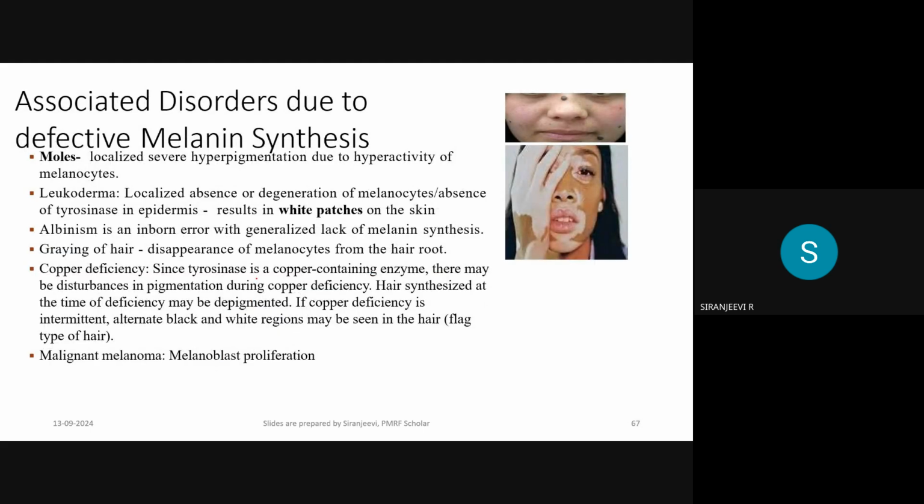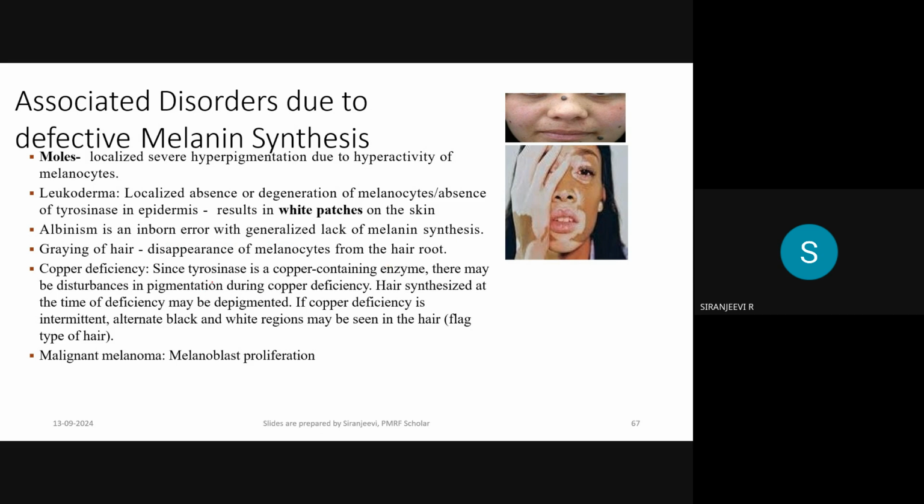There are disorders, and in the normal case also, not even disorder, moles are usually formed with hyperpigmentation due to hyperactivity of the melanocytes. Leukoderma is the localized absence or degeneration of the melanocytes; absence of tyrosinase in the epidermis results in white patches on the skin. Albinism also is an inborn error of metabolism, which is a generalized lack of melanin synthesis, and graying of hair people have seen, due to disappearance of the melanocytes from the hair root.